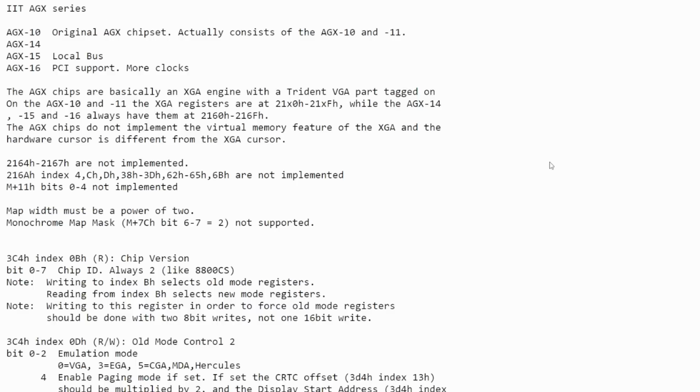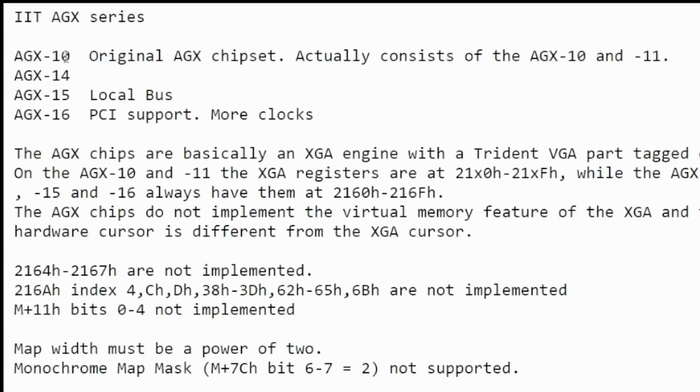Now there is one other book I want to show you, but before I get to that, I just found this document here. It's a text file on the IIT AGX series, and it actually contains some really interesting information. It mentions an AGX 10 and 11, which I wasn't aware of, and apparently that was the original AGX chipset. And it says that the AGX 16 was the one that gave PCI support, so I didn't know that. And I guess it makes sense in retrospect, and apparently it had more clocks, whatever that means. It says the AGX chips are basically XGA with a Trident VGA part tacked on.